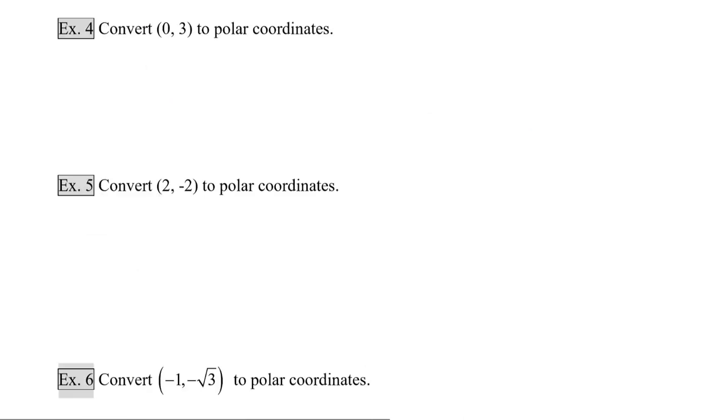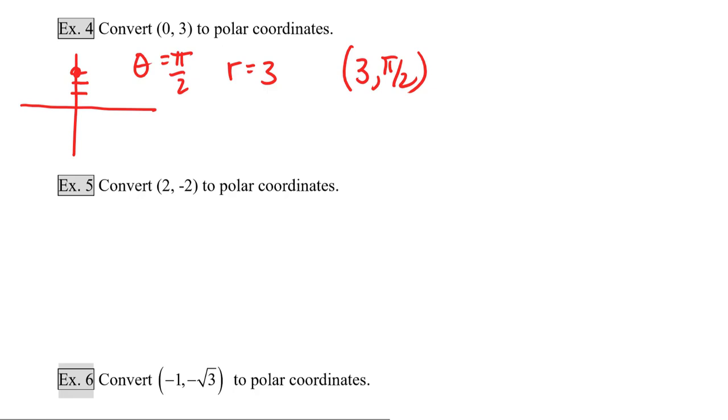Example 4, convert 0, 3 to polar coordinates. So first, you always start with a plot. So the point 0, 3 is right here. Now I can tell from my picture that theta is equal to 90 degrees or pi over 2. And also because my r is a vertical line, I can see without even calculating that r is equal to 3. So I can now say that my r and theta are 3 and pi over 2.